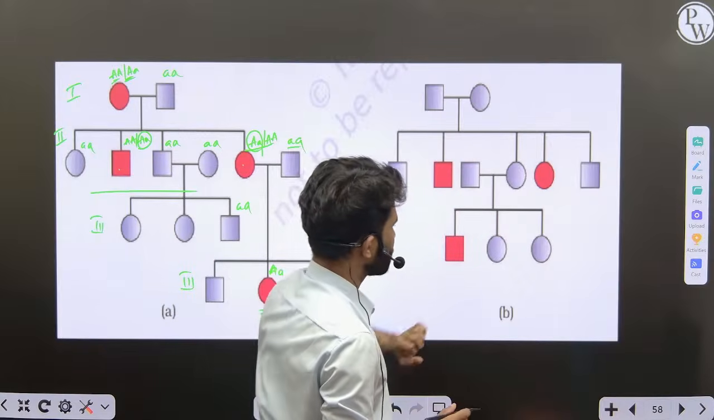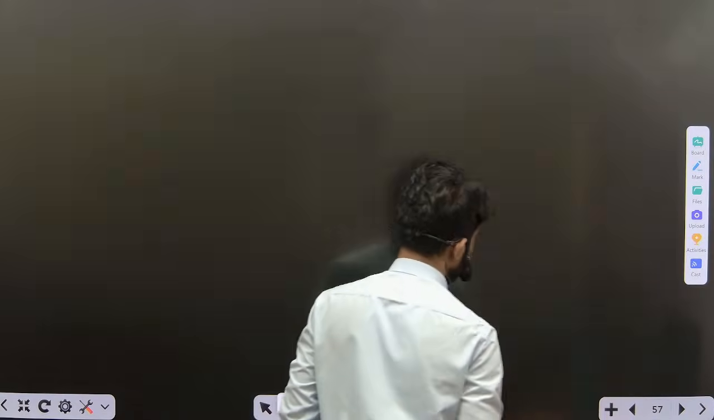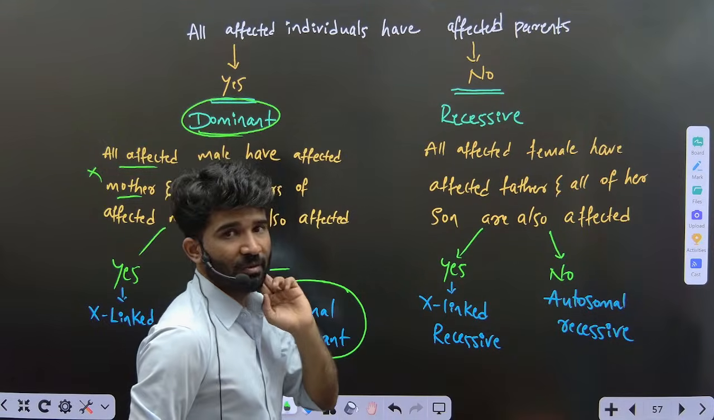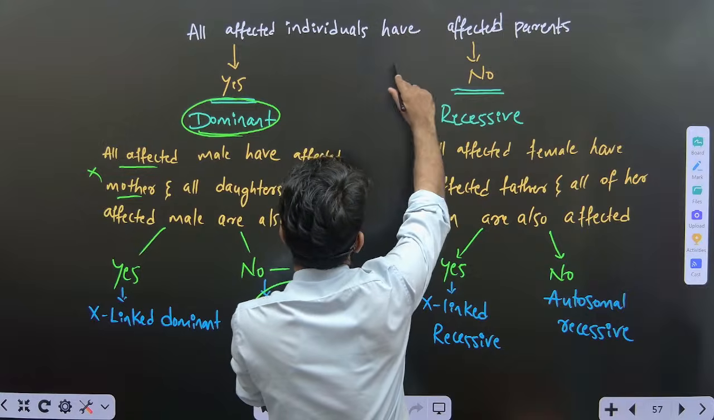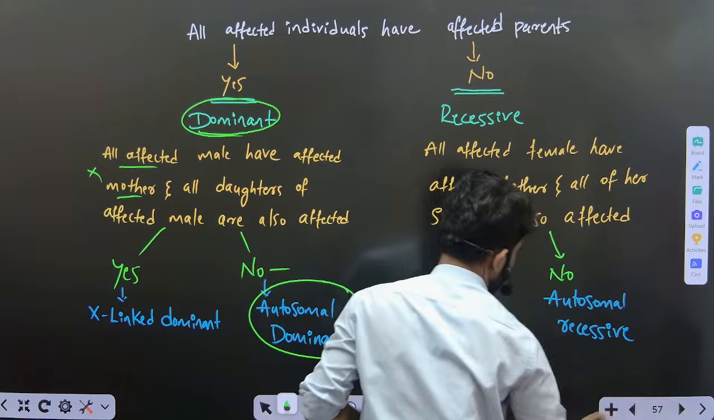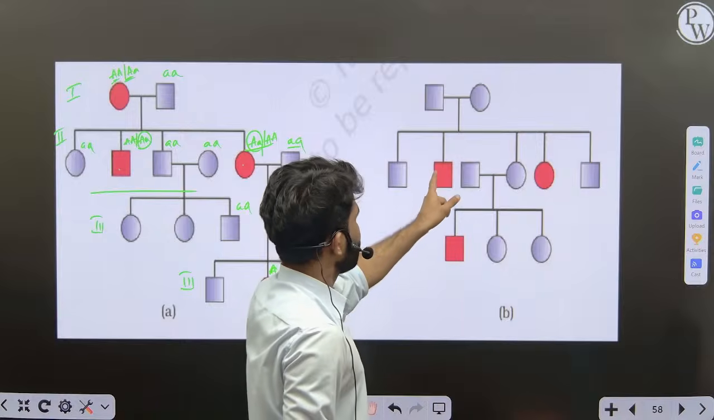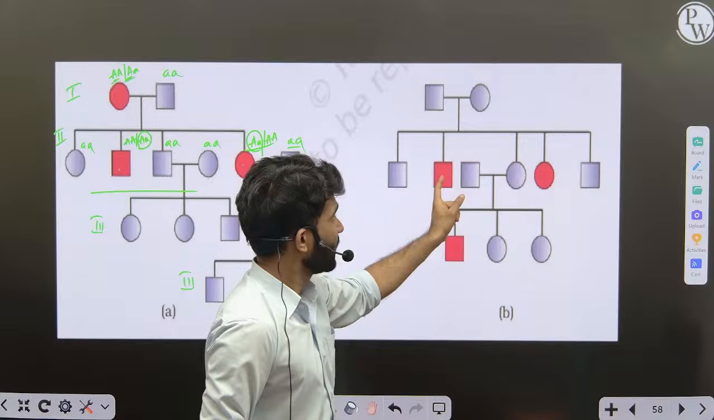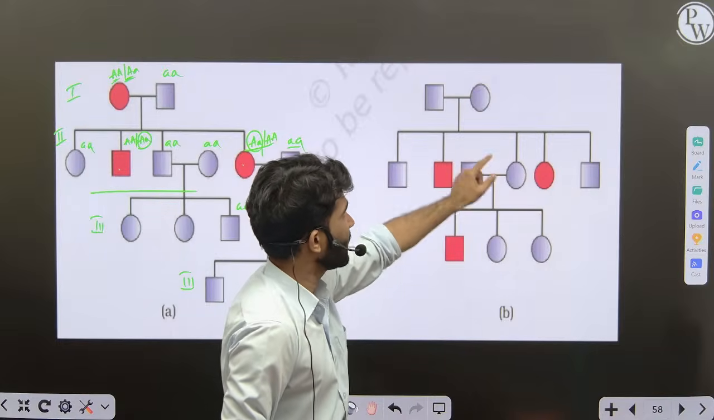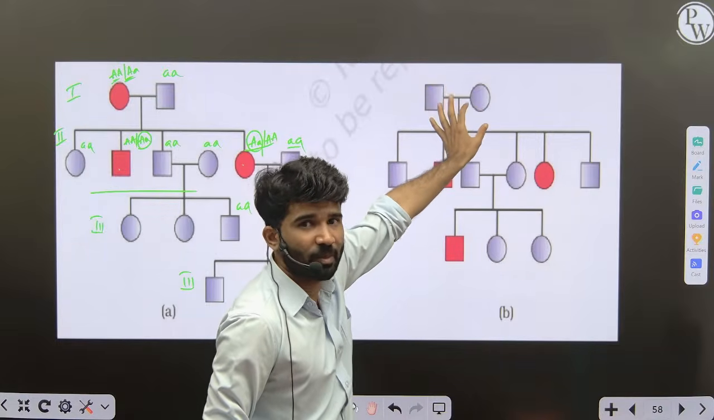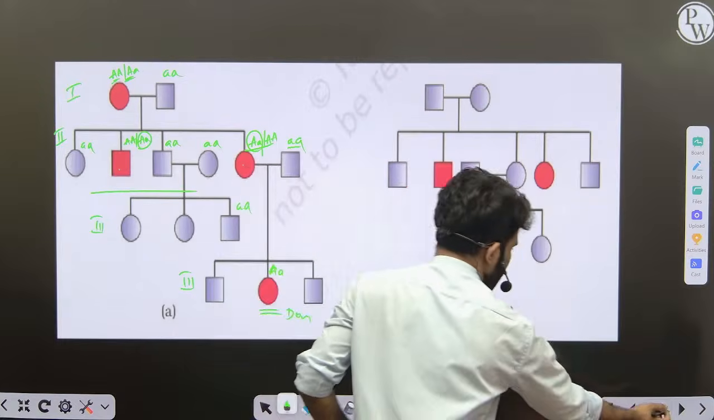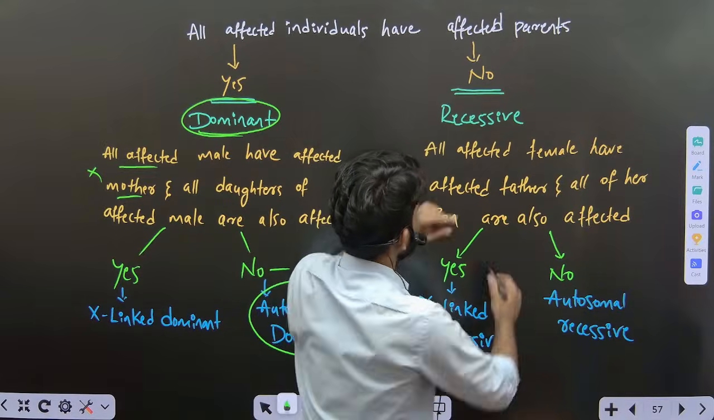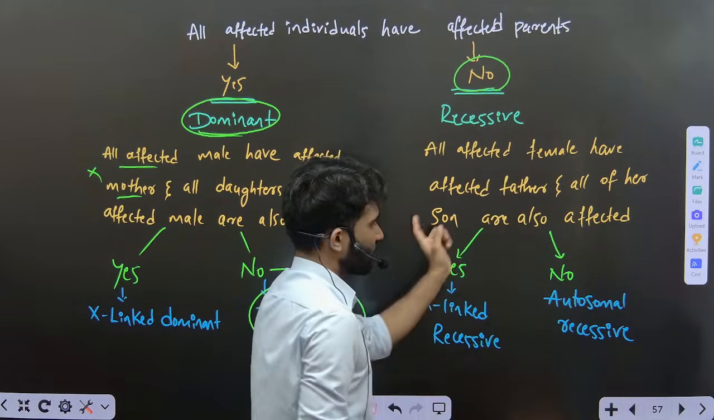Now we will solve this one through the trick method. First you have to see what? All affected individuals have affected parents. Does it obey or not? It will not obey, because affected individuals are there, but they do not have an affected parent. They have a normal parent. Yes or no? It is no. So it will not obey. That's why it is no for the chart.